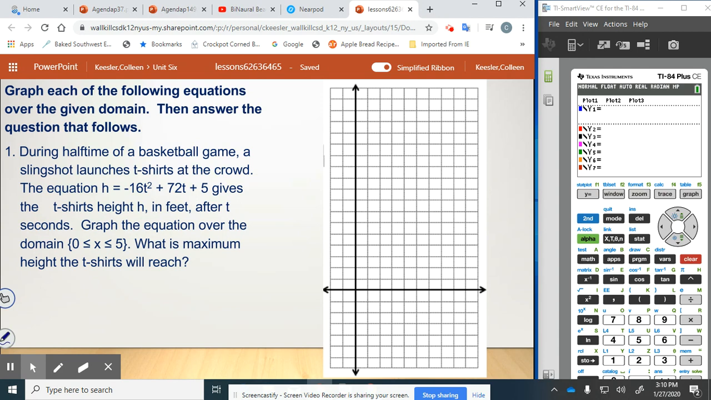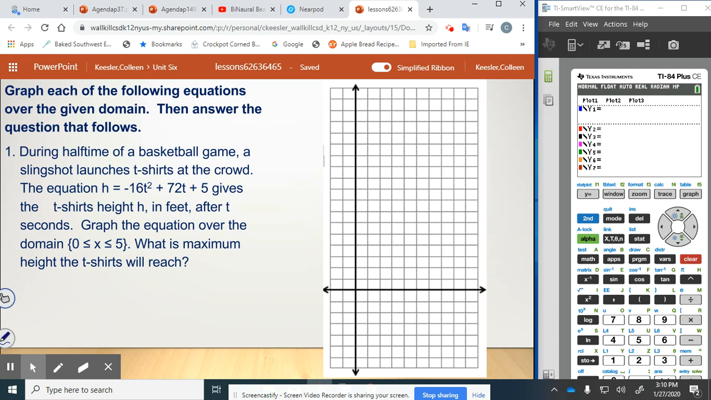During halftime on a basketball game, a slingshot launches t-shirts at the crowd. The equation h equals negative 16t squared plus 72t plus 5 gives the t-shirt's height h in feet after t seconds. Graph the equation over the domain 0 to 5. What is the maximum height the t-shirts will reach?